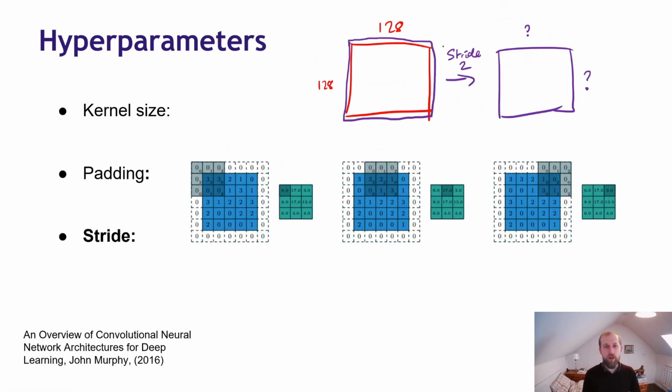So we now know that when we have this padding of 1, if the stride is 1, then we get a 128 by 128. Hopefully you can see that if we skip across a little bit more, rather than just skipping across one time, we're going to do half as many computations. So we're going to end up with this very nice 64 by 64 output.